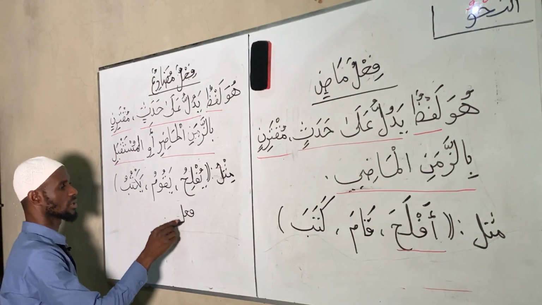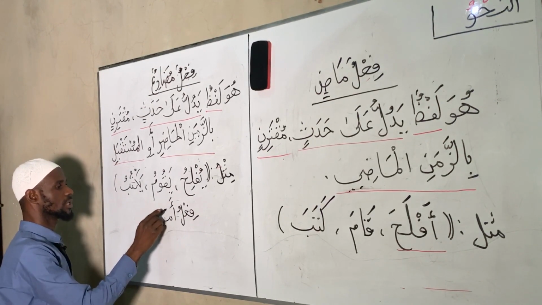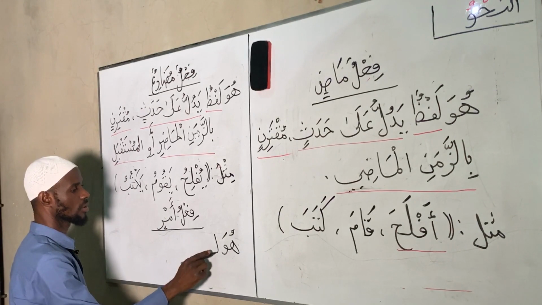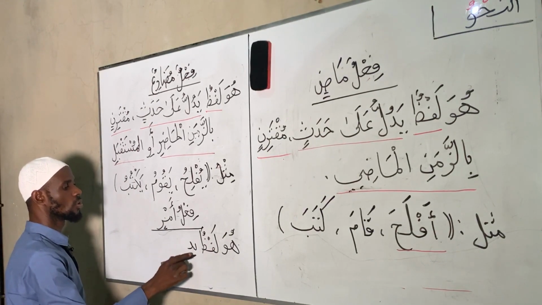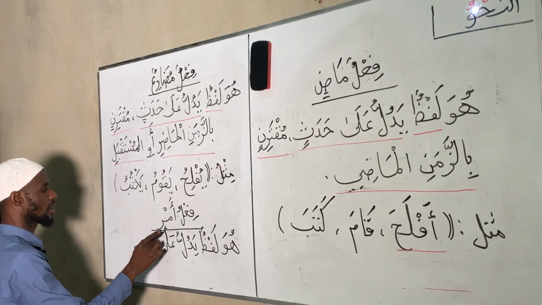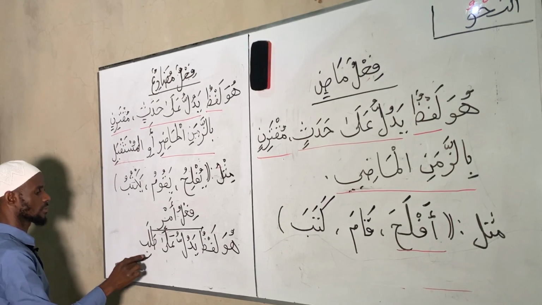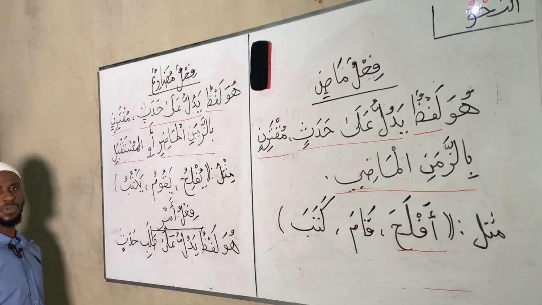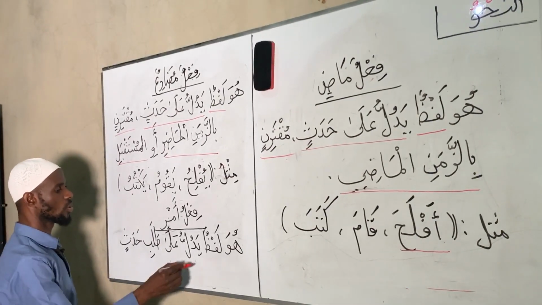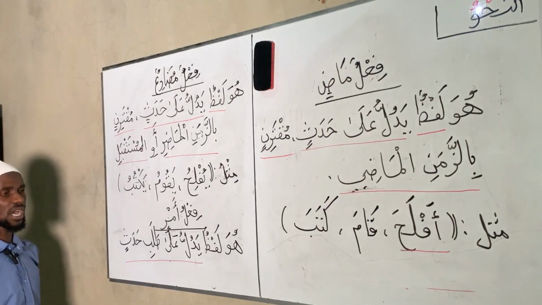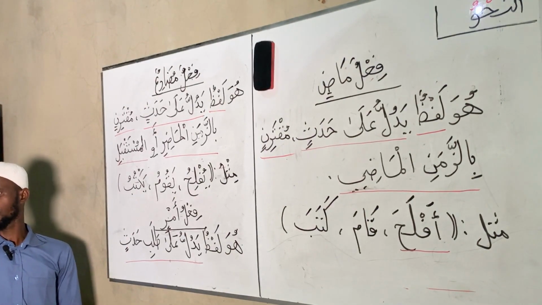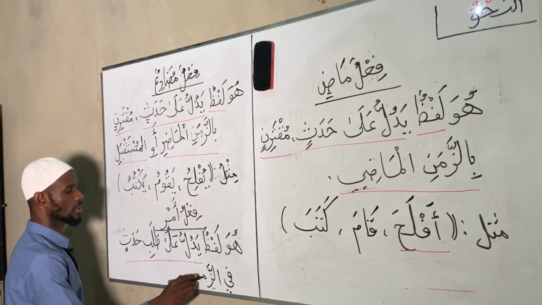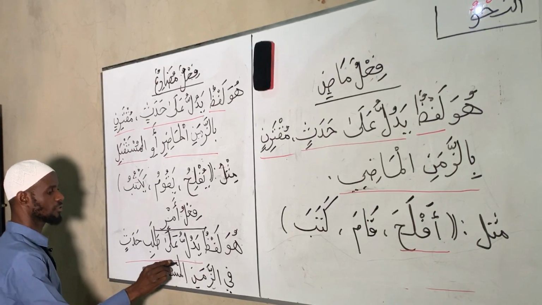So let's have the last definition, last division. That is fi'lu amrin. And fi'lu amrin means the command verb. So we define: huwa lafdhun yadullu 'ala talabi hadath fi az-zaman al-mustaqbal. It is a statement, lafdh as usual, that points at the request of an action in the future tense.